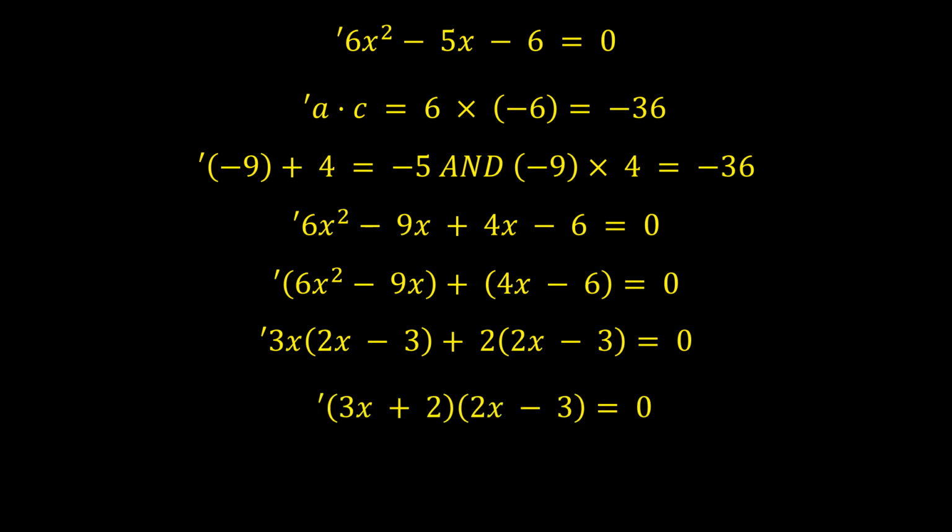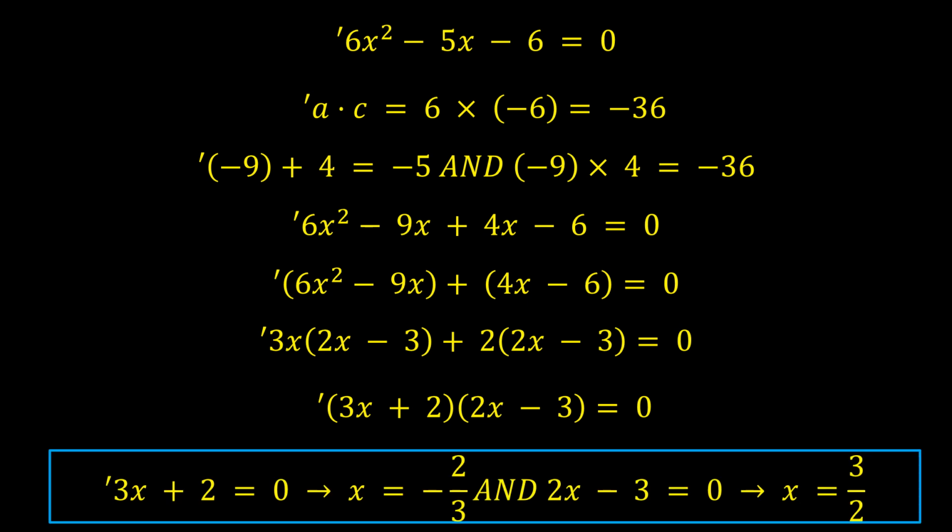Write the factored form: (3x + 2)(2x - 3) = 0. Set each factor to 0. Final answers are x = -2/3 and x = 3/2.